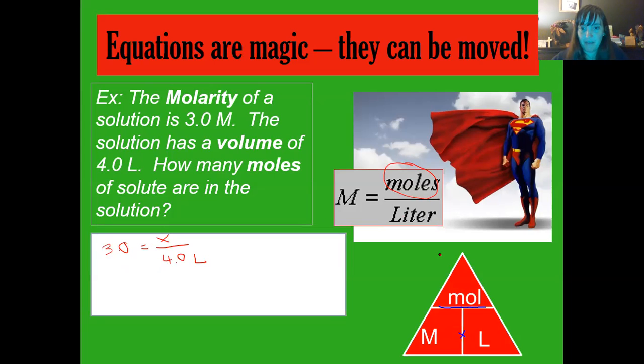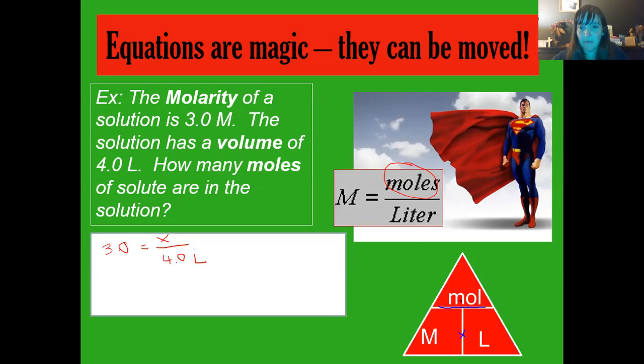The magic triangle works like this. If you haven't used this before, it's pretty fun. So molarity equals moles divided by liters. That means if you put them in this triangle like this, this line means divide by, and this line means multiply by. Whichever thing you're looking for, you cover it up and see what's left. So if I were looking for molarity, I'd cover up M. What's left? Moles divided by liters. That's this equation.